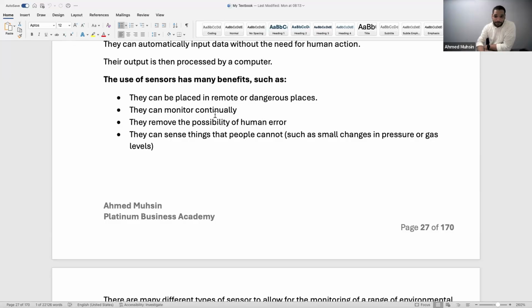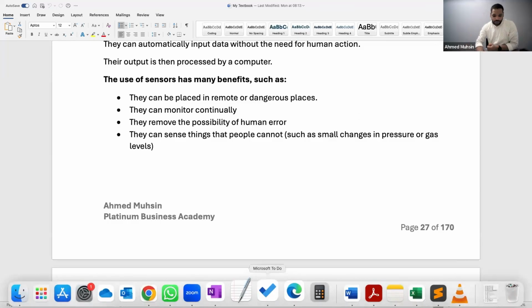Can you guys read the third one? They remove the possibility of human error. As humans, if we were detecting, we would make mistakes. But sensors don't make that mistake. And can you guys read the last one? They can sense things that people cannot. Okay. Moisture, we cannot detect. Temperature, we can only say whether it's hot or cold. Exact values, we cannot tell, right? Everybody okay with this?